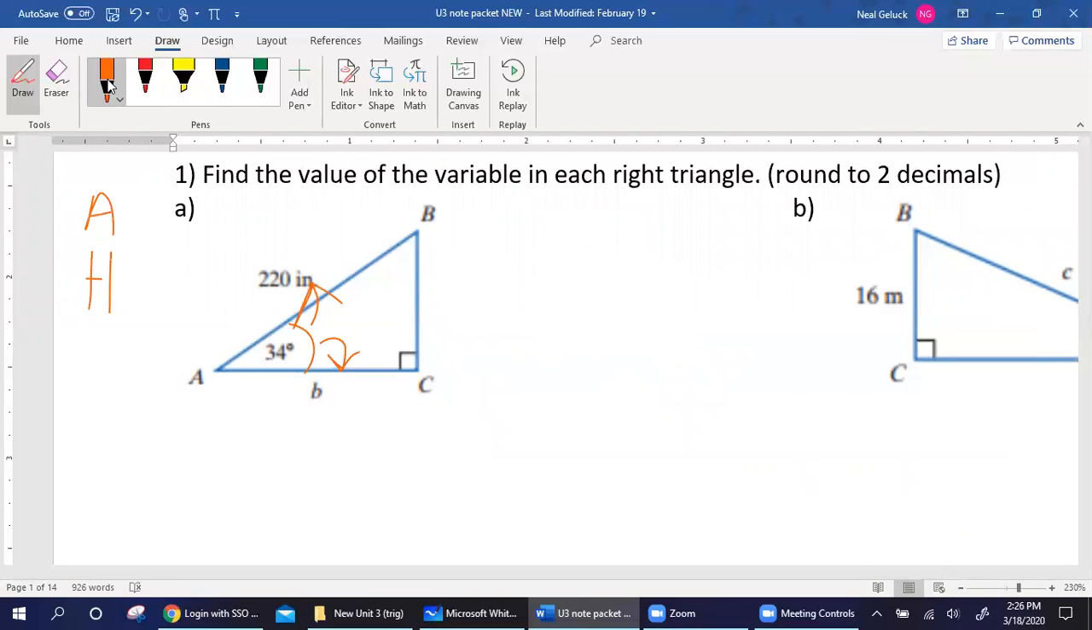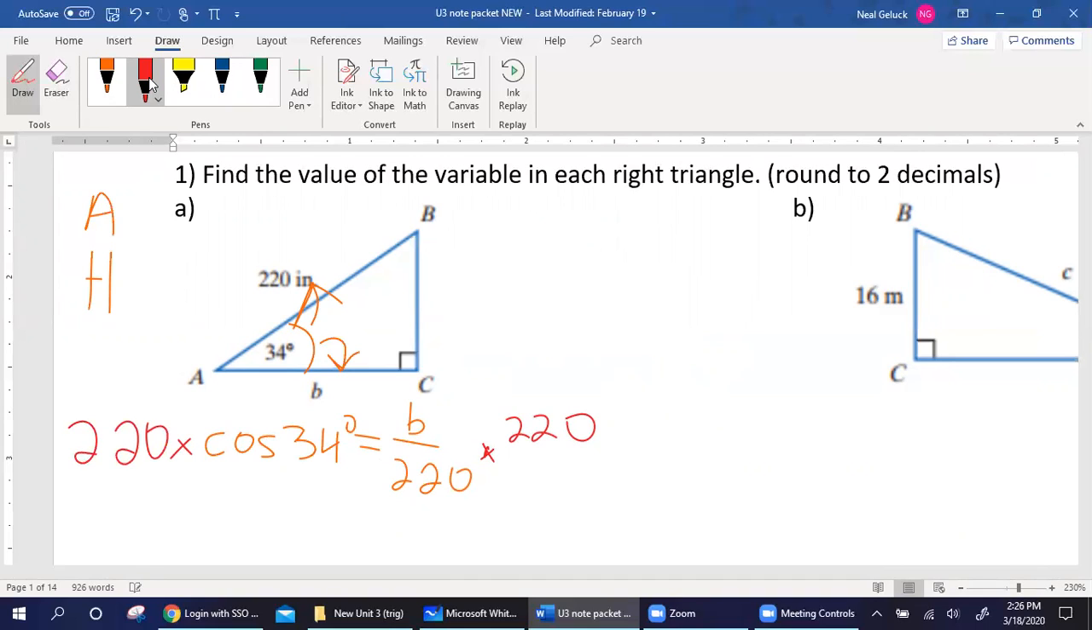This is going to be cosine of the angle, 34 degrees, is adjacent, which is lowercase b, over hypotenuse, which is 220. And then I just solve this equation for the variable, which is b. All I'd have to do is multiply by 220. I'll make a little x. I'll go old-fashioned. That's the best way to do my multiplication sign there. So they'd cancel over there.